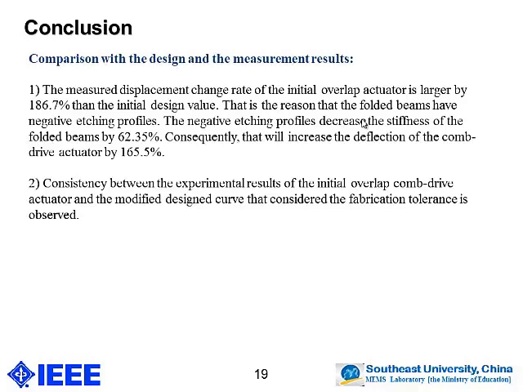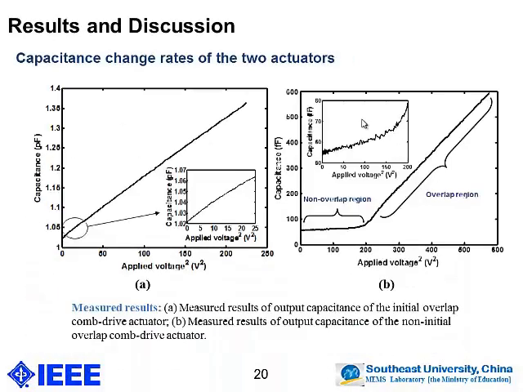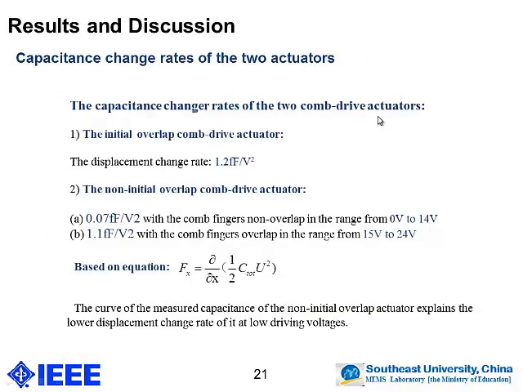This is because the polymer beam has the negative Ozone profile, and the negative Ozone profile decreases the stiffness of the polymer beam by 62.35%. Consequently, this would increase the deflection by 165.5 nm. Also, this is the capacitance change of the actuators, which shows that the initial overlap actuator has a different capacitance change when the driving voltage is different.